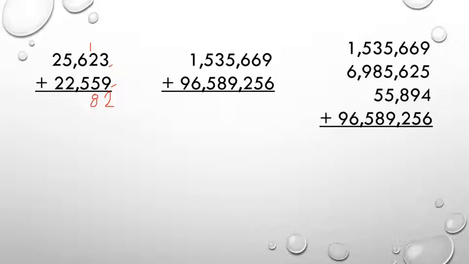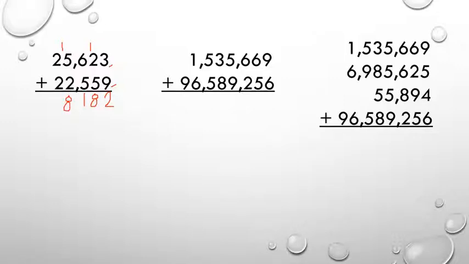After 8, you did not carry anything because it's not greater. So you add here again. 6 plus 5 is 11. So 1, and then you carry 1. Then 5 plus 2 is 7, plus 1 is 8 again. So 8, right here 8.